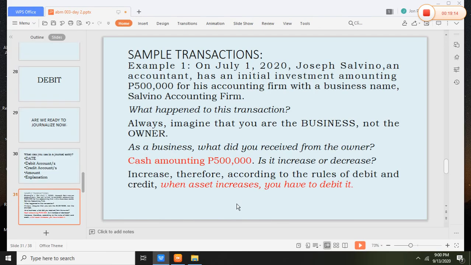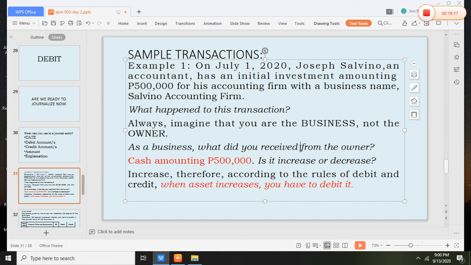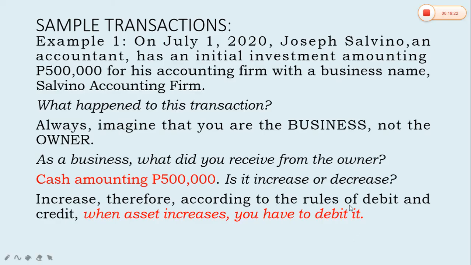What did you receive from the owner? From Joseph Salvino as the owner, as a business, of course, you receive money, 500,000. If you received money from the owner, did your cash increase or decrease? Increase. Okay? Based on the normal balance of assets, because cash is an asset, debit. So, meaning to say, during a transaction, you have to debit 500,000 pesos.